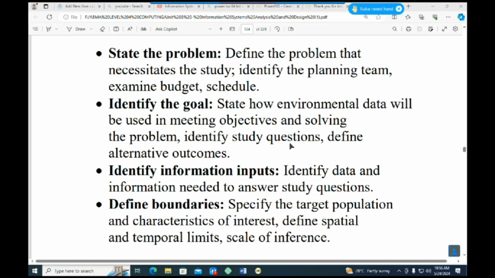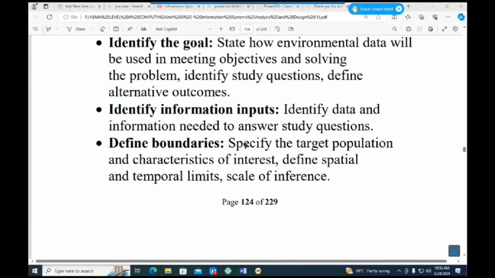Now, the third stage again is that we are going to identify the information inputs. Here, we are going to look at the data and the information that is actually needed to answer the study questions that we have come up with while identifying the goal. So what data and what information is needed to answer those questions?